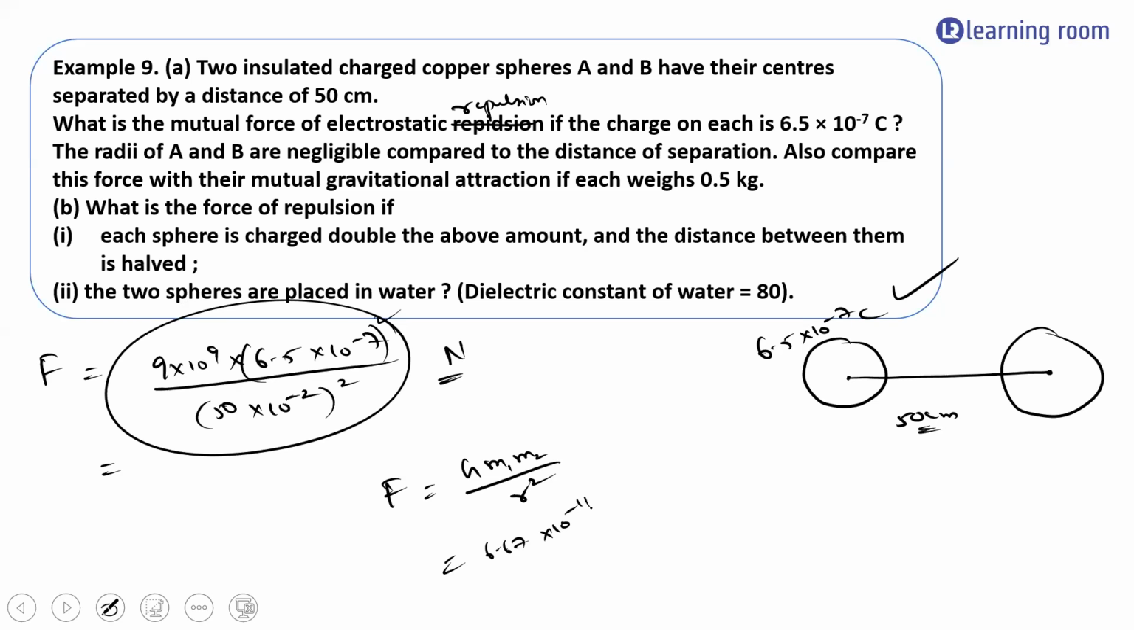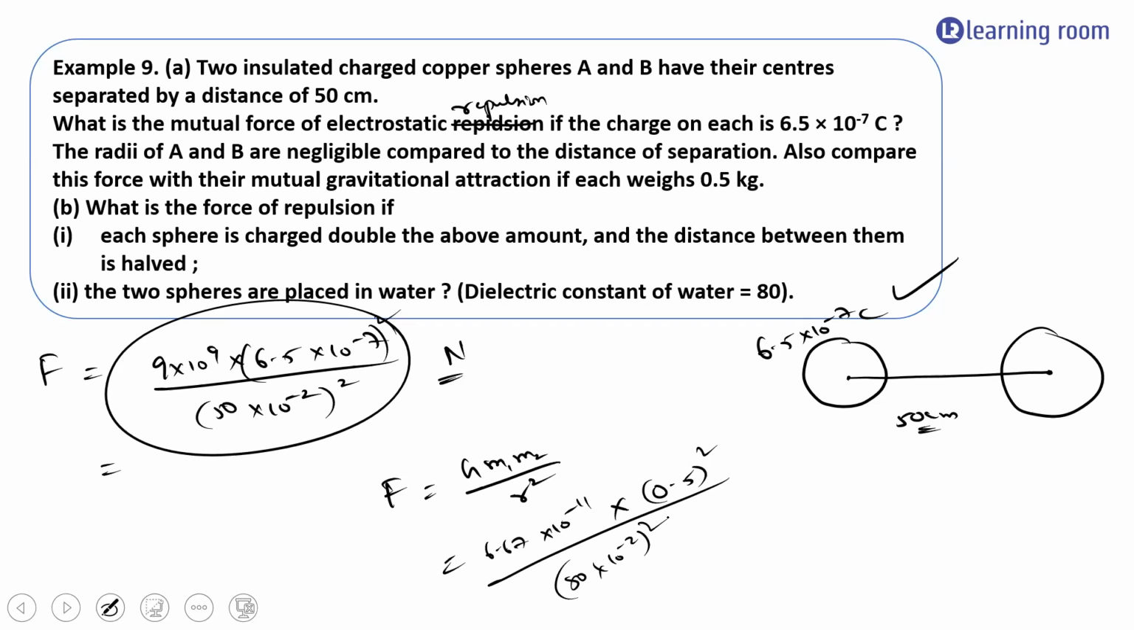Into m1 into m2, which is 0.5 square, which is 1 by 4, divided by r square, which is again 50 into 10 power minus 2, the whole square. Am I right? Now you divide both, you will get the required answer. Okay. I hope this part is clear.